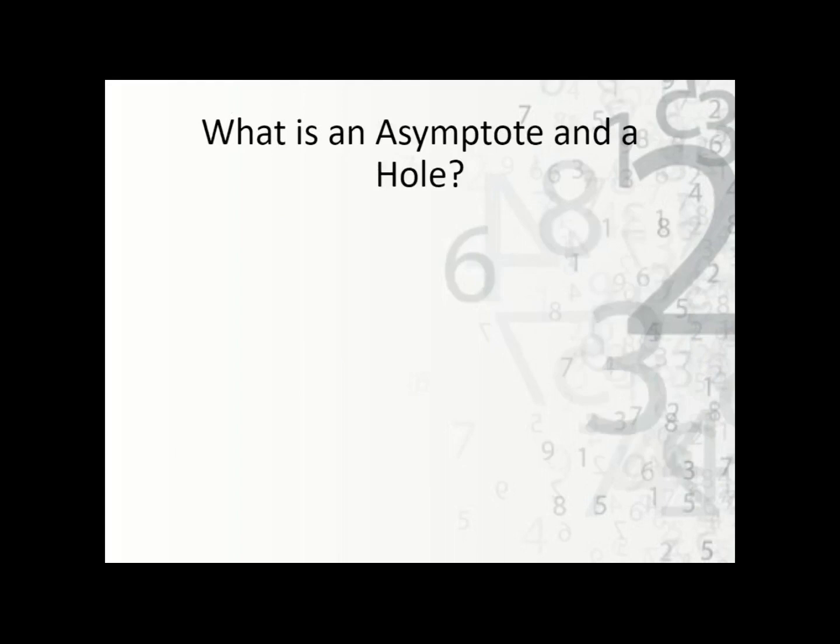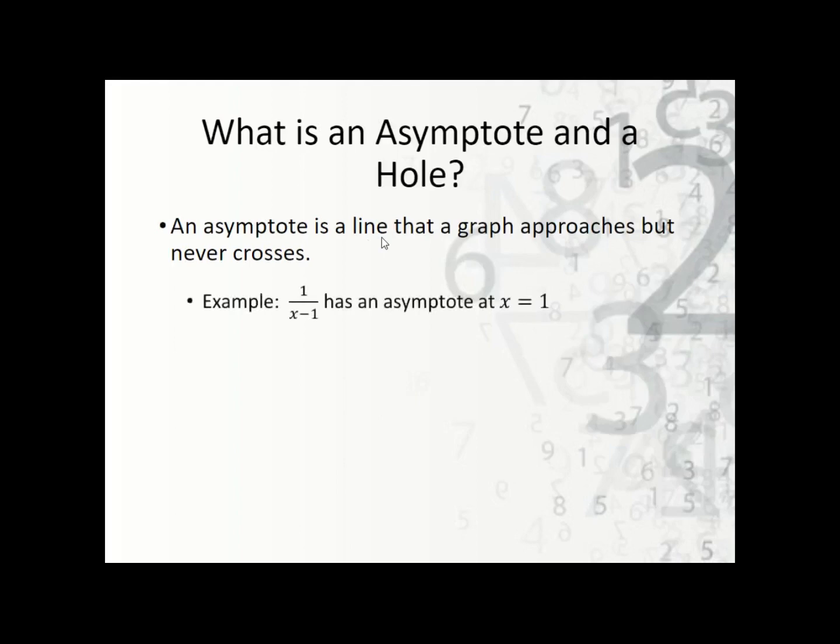Now what is an asymptote and a hole? An asymptote is a line that the graph approaches but never crosses. So an example of this would be 1 over x minus 1. And we can say that it has an asymptote at x equals 1. Because anytime the denominator equals 0, that's a spot where it would be undefined, because now we're dividing by 0. And remember from closure, if anytime we divide by 0, we have an undefined value. So it's undefined at this point, so we create an asymptote there.